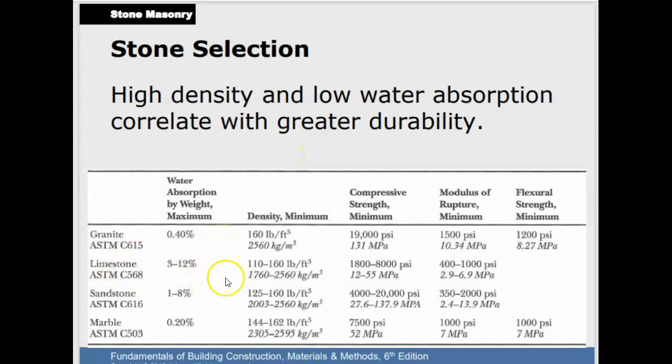Okay, so low water really helps, and we seek our low water because we're constantly trying to shed water off our building and move it out into the sidewalk. We have granite, limestone, sandstone, and marble with their characteristics, and things that would be very interesting to engineers: compressive strength, modulus of rupture, and flexural strength minimum. And here's the density.